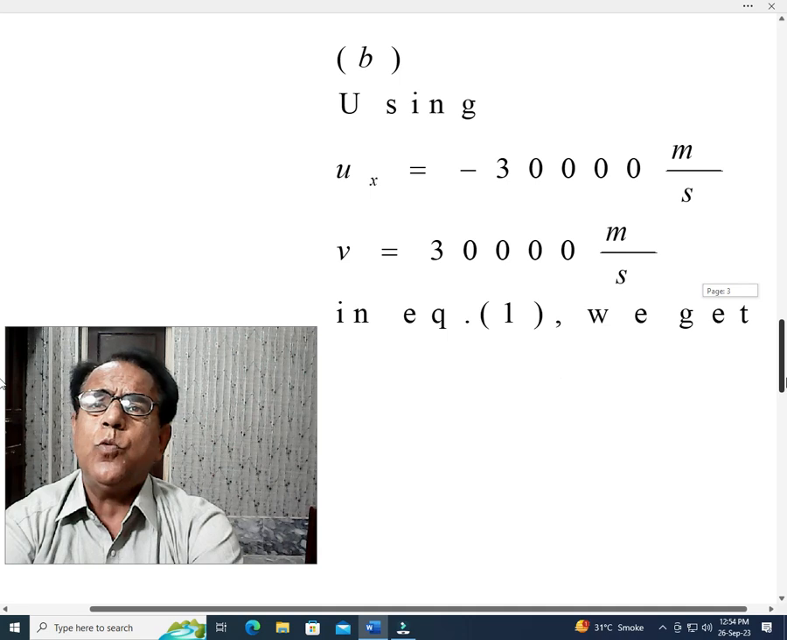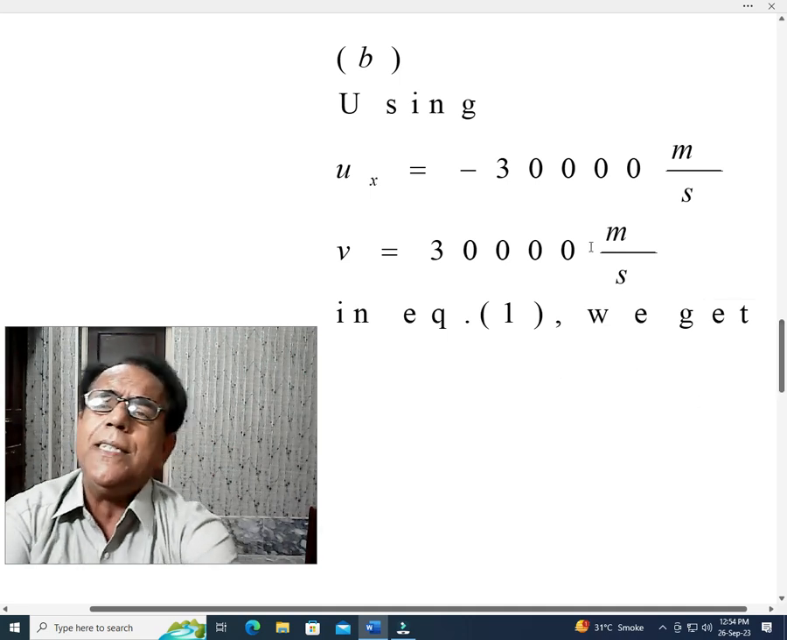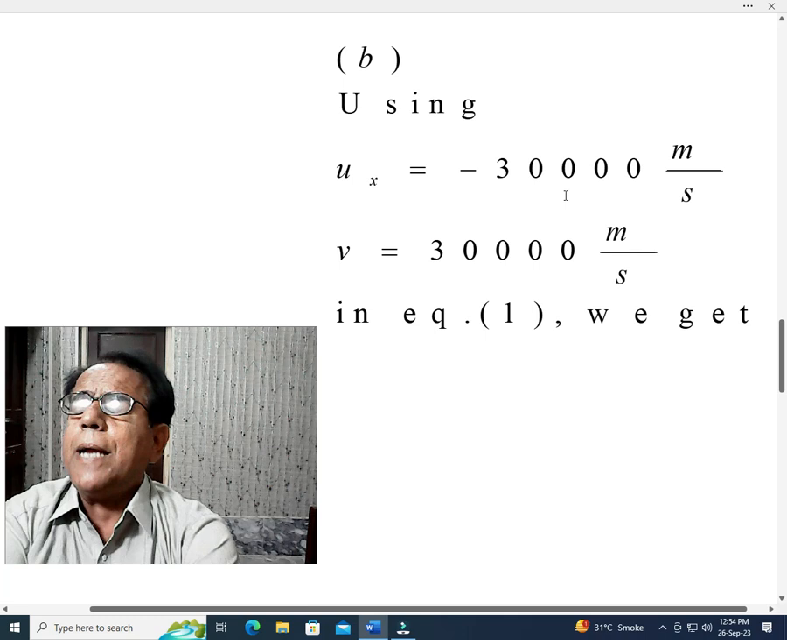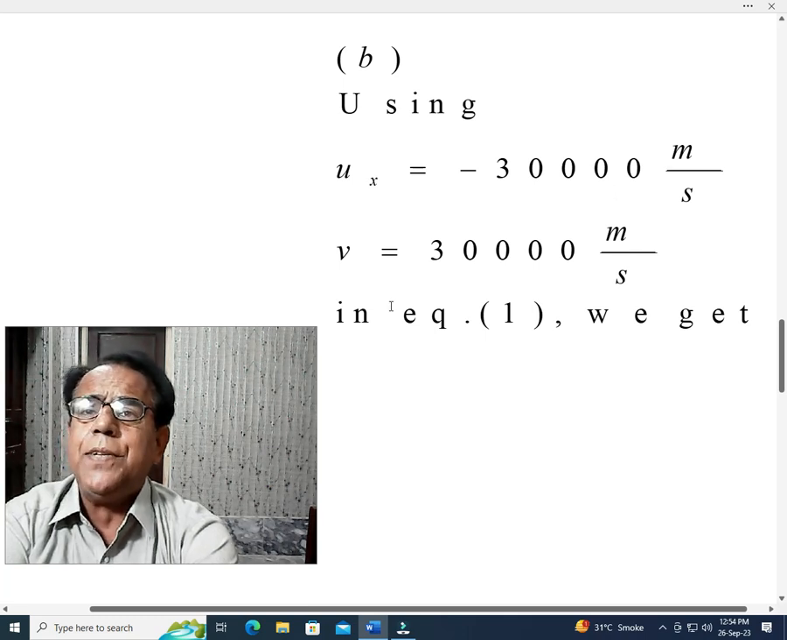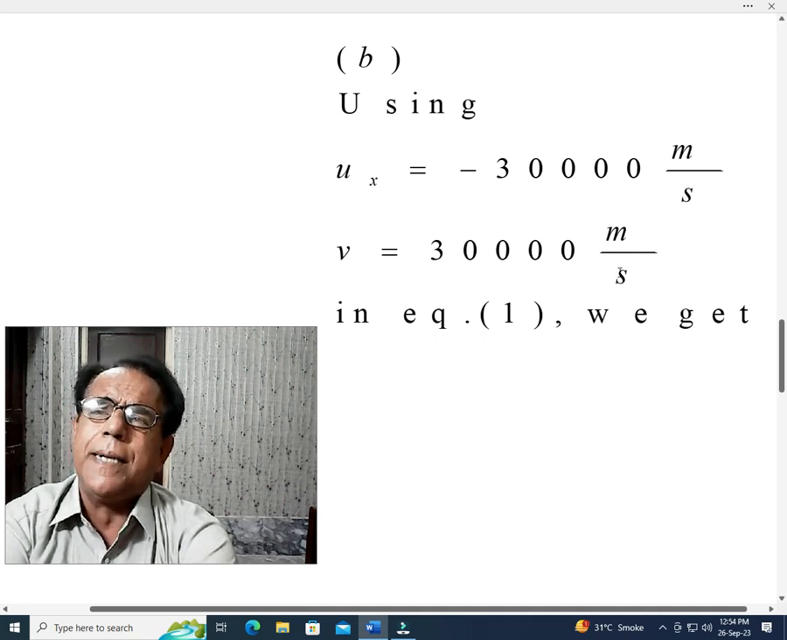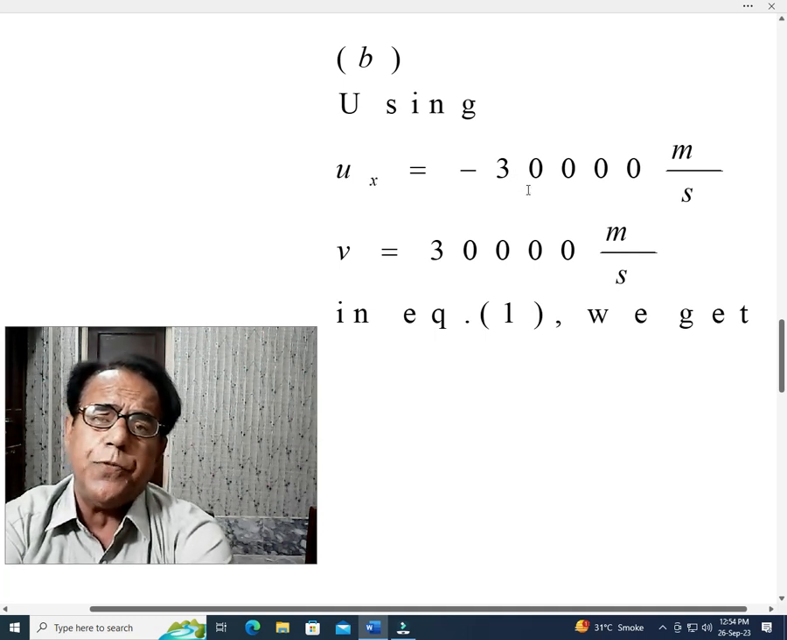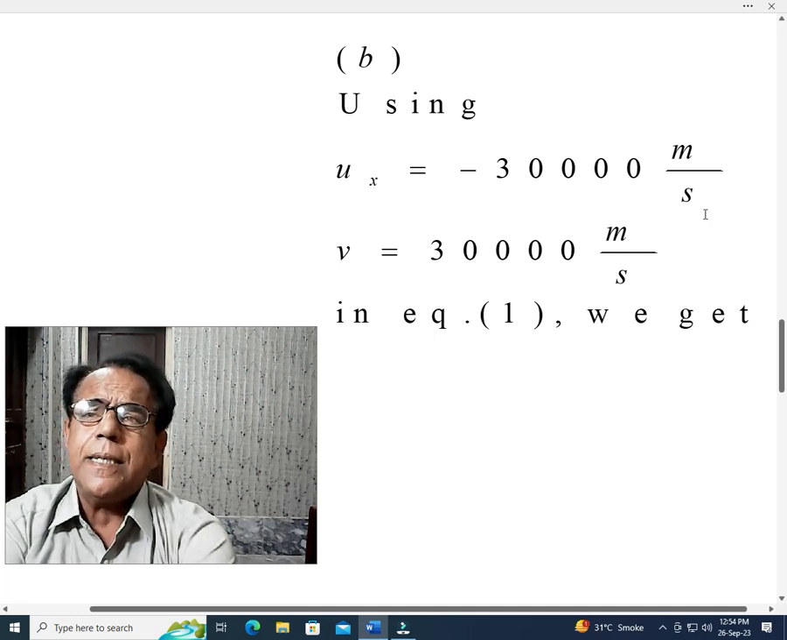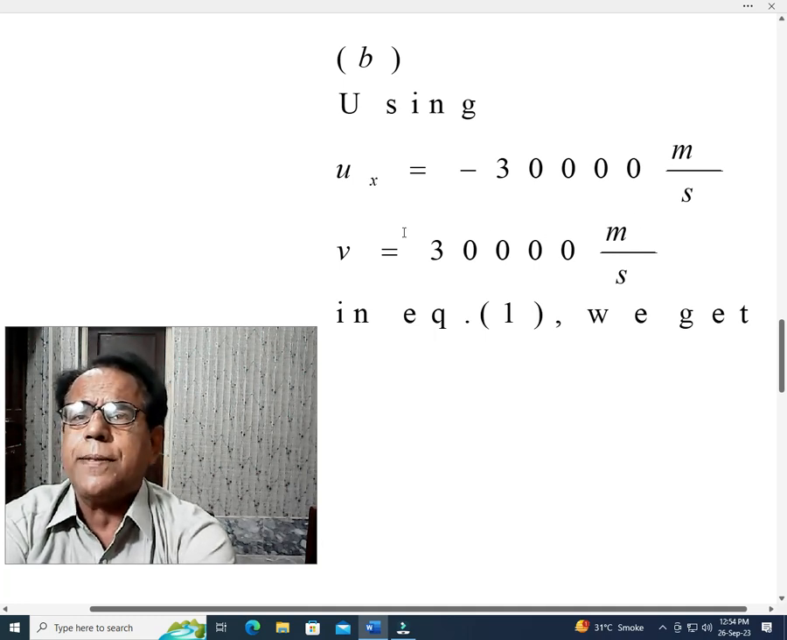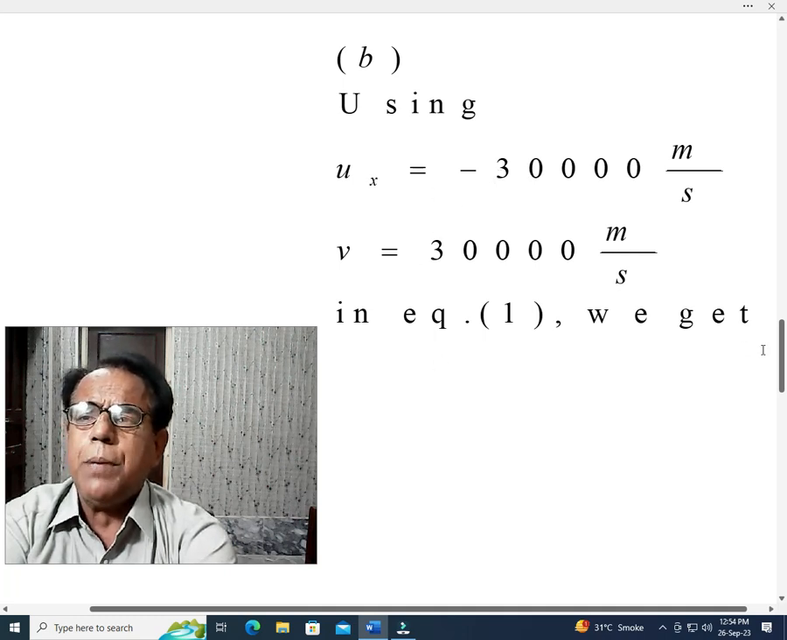Anyhow, now we move to part B. Using ux equal to minus 30,000 meter per second and v equal to plus 30,000 meter per second. Okay, same pattern as in part A. The only difference is that here, not 0.9 c, rather in place of 90% of the speed of light, the given speed is 30,000 meter per second.